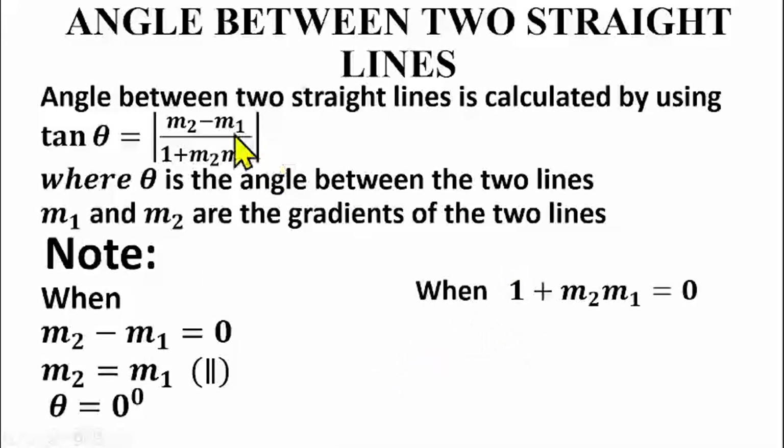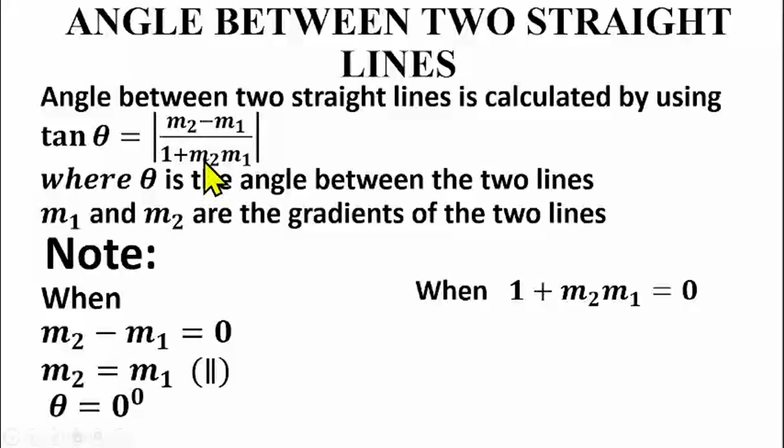Also, when the denominator, which is 1 plus m2 m1, is equal to 0, what can you say about the fraction here? What will it become? If you remember vividly in SS2 topic, there's what we call undefined fraction. I'm still going to be doing a video on those things very soon. When does a fraction become undefined? When the denominator of the fraction is equal to 0. So when the denominator here, which is 1 plus m2 m1, is equal to 0, what does this fraction become? It becomes undefined. That is, it becomes infinite.